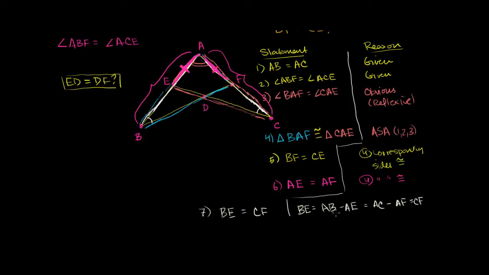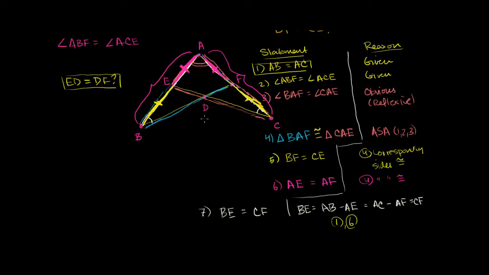And we know this from statement 1, and we know it from statement 6. Actually, we didn't need statement 5 there. We just need 1 and 6. So we just know that, look, this side is equal to that side, this little part is equal to that part. So if you subtract the big part minus the little part, this right over here is going to be equal to this right over here. That's all we're showing. So this yellow side is equal to this yellow side right over here.